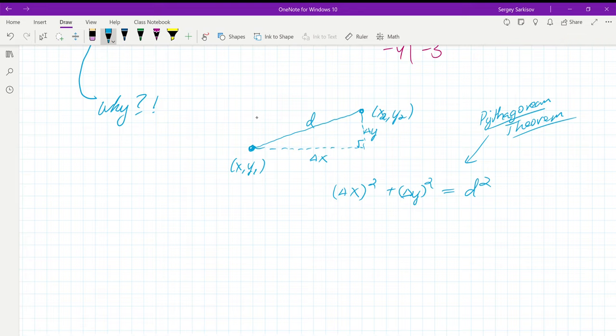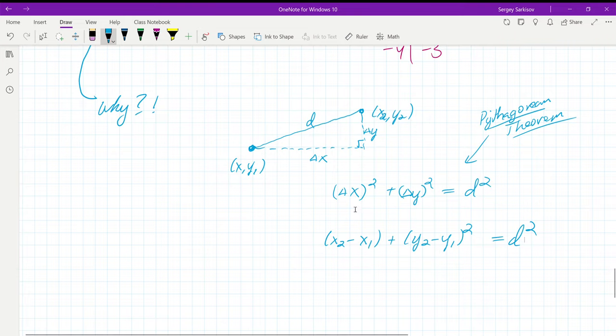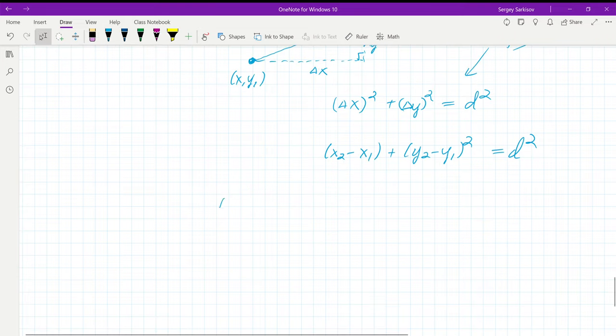So delta x, the change in x, we go from x1 to x2. So look at this, x2 minus x1. That's delta x, from x1 to x2. Let's say your x2 is 10, and it started at 3, then 10 minus 3 is 7, length 7. And the change in y is y2 minus y1 squared, and that's equal to distance squared. We don't really need the distance formula here, but I'm just going to remind you of it.